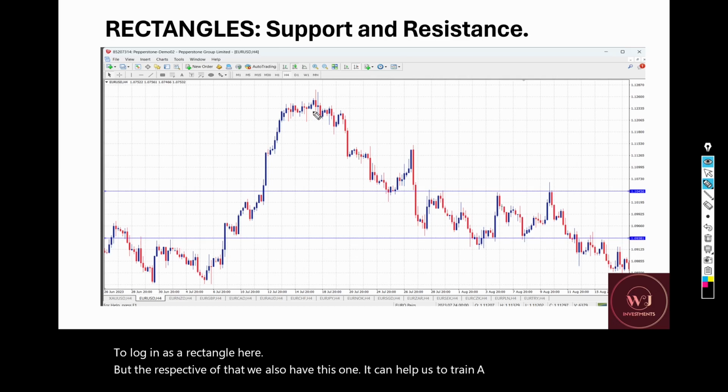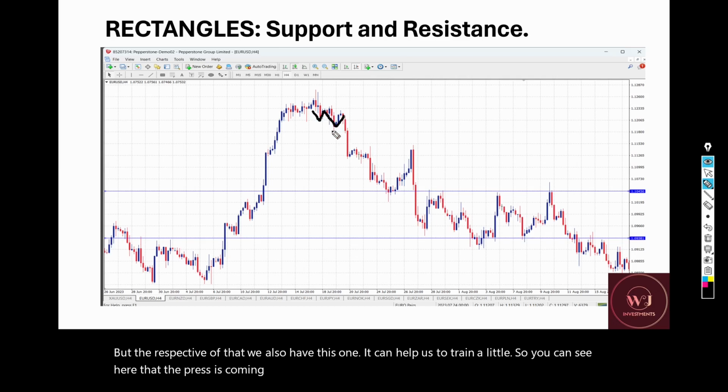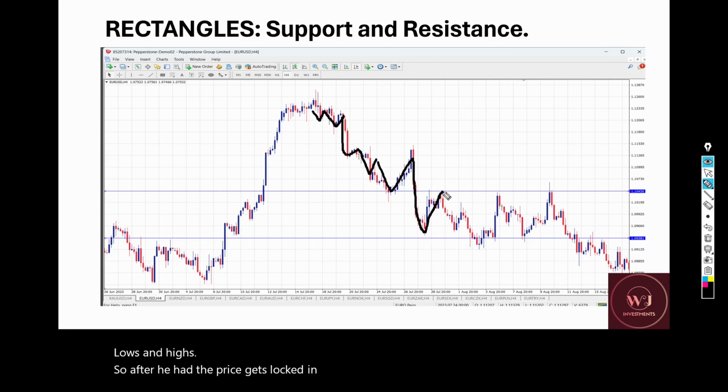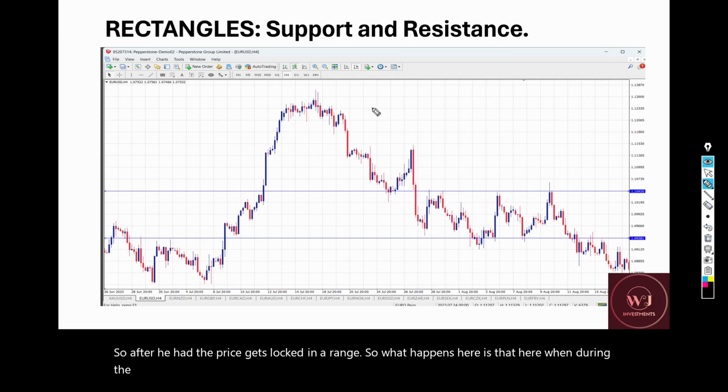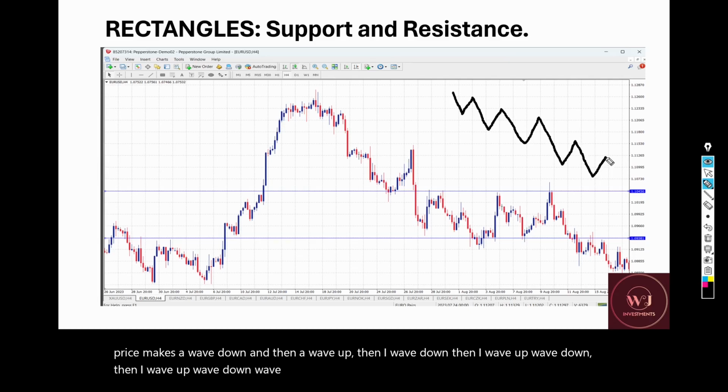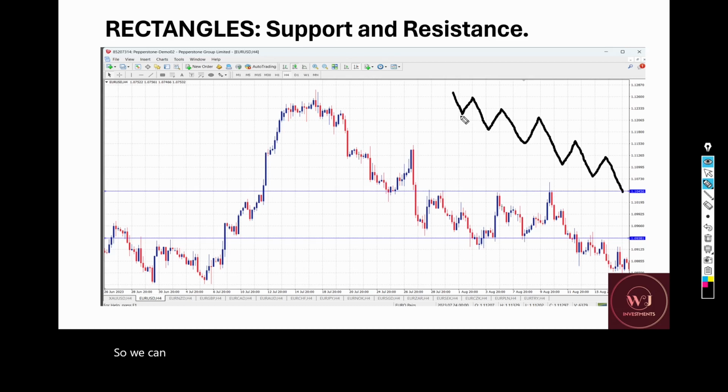You can see here that the price is coming from a clear downtrend. We have a series of lows and highs. After here, the price gets locked in a range. During the downtrend, we can trade the break and retest strategy, whereby the price makes a wave down and then a wave up, then a wave down, then a wave up, and so on. So we can say that right here we can trade something.